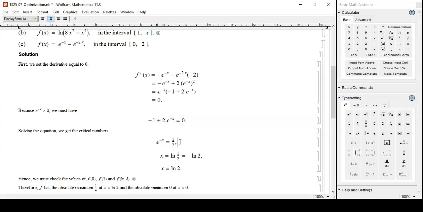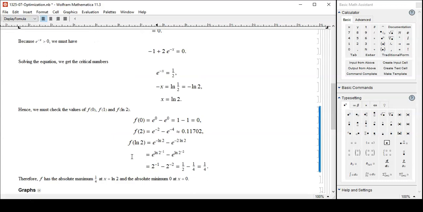Solve it with respect to the exponential, and then take the log of both sides. Eventually, you're going to get log of 2. Oh my, this is getting out of control. This is a good problem for Calculus 1, but I don't know whether this is good for 1325. All right, we started, so let's finish it anyway. X equals log of 2 is the critical point. And then if you plug in x equals log of 2 to this thing over here and run your calculation, you're going to get 1/4.